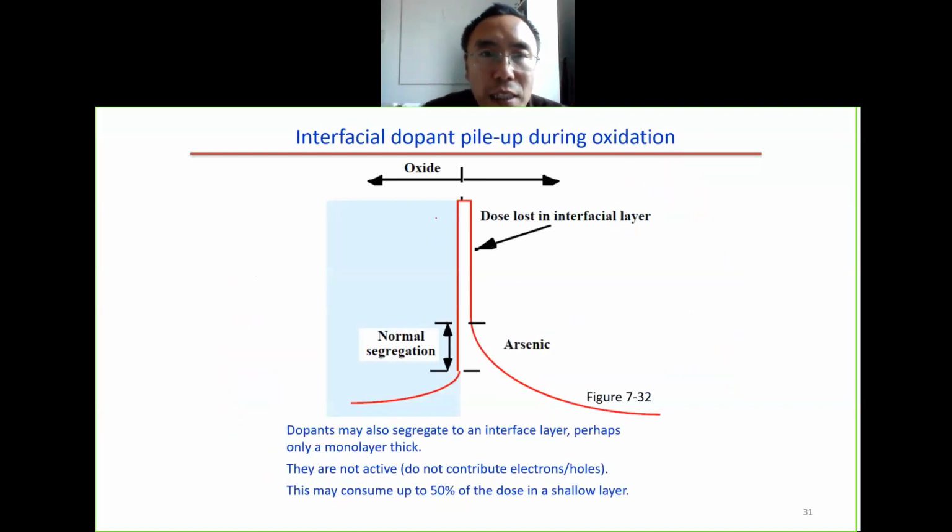Another effect is called interfacial dopant pile up during the oxidation process. In this case, the dopant may segregate into an interface layer. This may be only a monolayer. The dopant lost in this monolayer is not electrically active. It does not contribute electrons and holes. But this may consume up to 50% of the dose in the shallow layer.